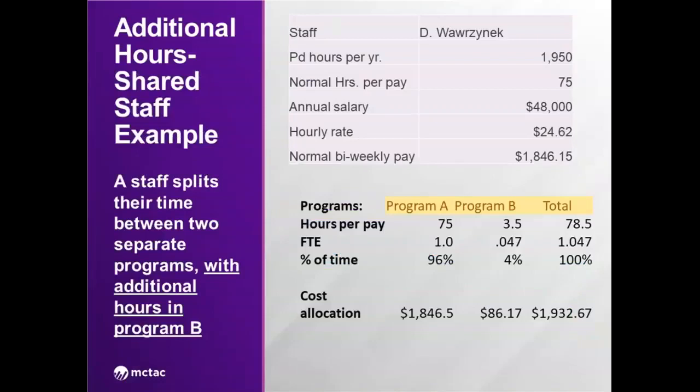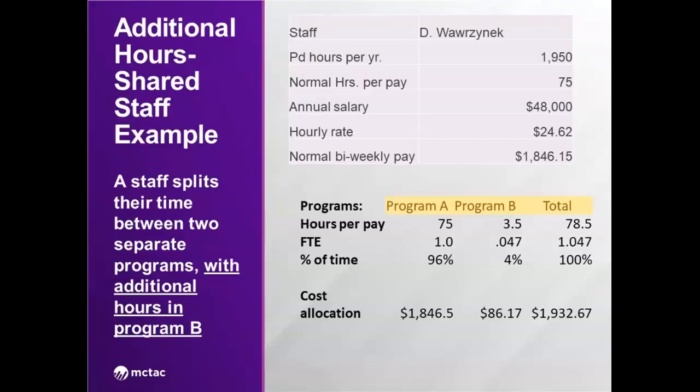So here would be an example of additional hours in program B. I have a staff member who works 35 hours or 75 hours a pay period in program A. I ask them to spend an additional 3.5 hours a pay period in program B. So they are one full-time equivalent in program A, and 0.047 of a full-time equivalent in program B.